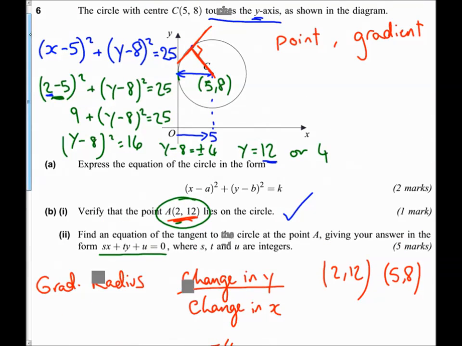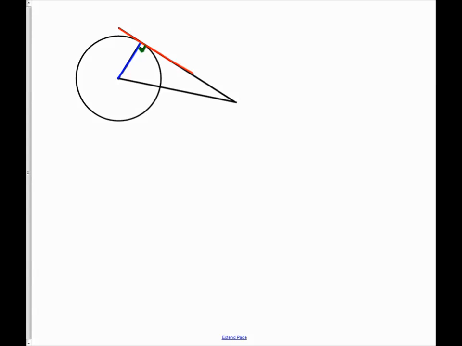So quite a common question. The key thing is to remember that the gradient for tangent and the gradient for radius are perpendicular, and that you can find the gradient for radius using change in y over change in x. I said there were two fairly common questions. One was to find the equation for tangent. The other one is to use Pythagoras to find a distance. So you can see if I'm given a point outside my circle, which the tangent is on, I get a right angle triangle, and I can use Pythagoras on that right angle triangle.